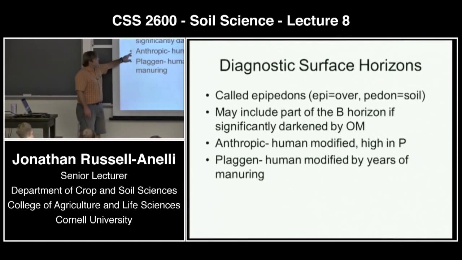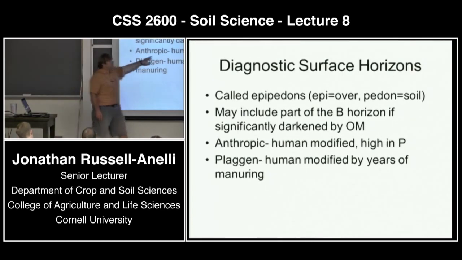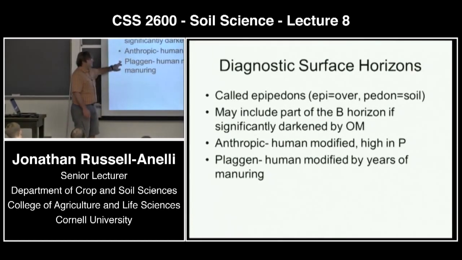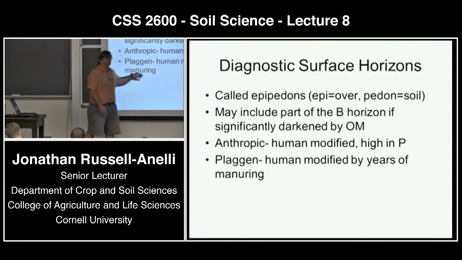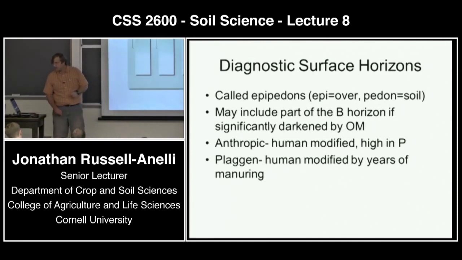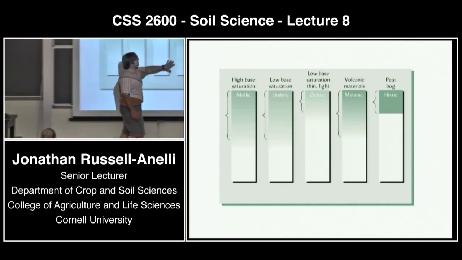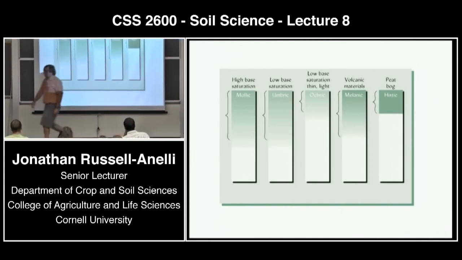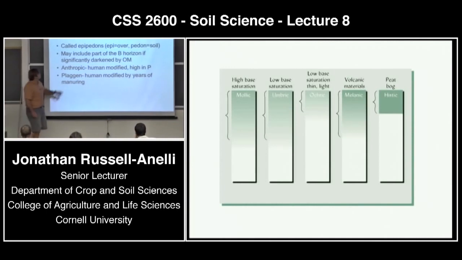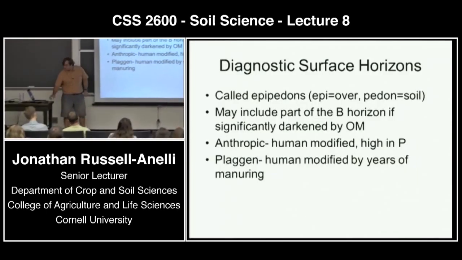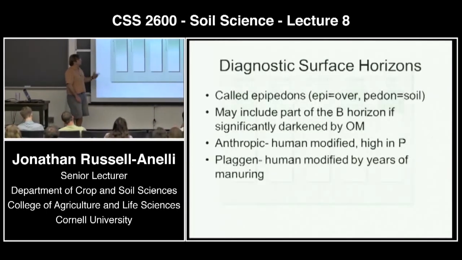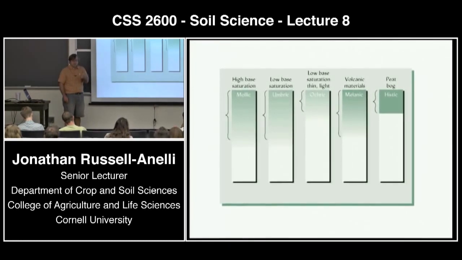There's a variety of them. Some of them are called anthropic. They're human modified, and high in phosphorus. There's plaggen, which is human modified through years of manuring. These are basically what they look like. So we have the mollic, umbric, ochric, melanic, histic, and also, not on this slide, the anthropic and the plaggen. But let's take a look at these five. These are the epipedons, the surface diagnostic features.